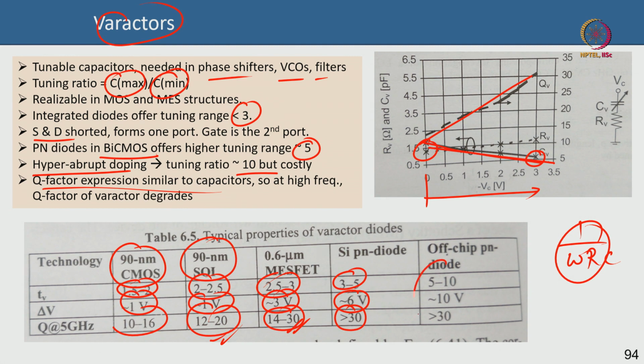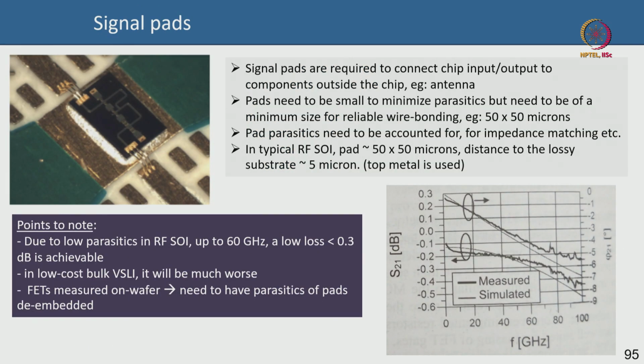The best is of course an off chip PN diode. You buy a PN diode separately, it is not integrated on the same chip. There you can get a tuning ratio of up to 10 because you can do a hyper abrupt doping profile, and you can get very good Q factor also because it is an off chip discrete varactor that you can buy.